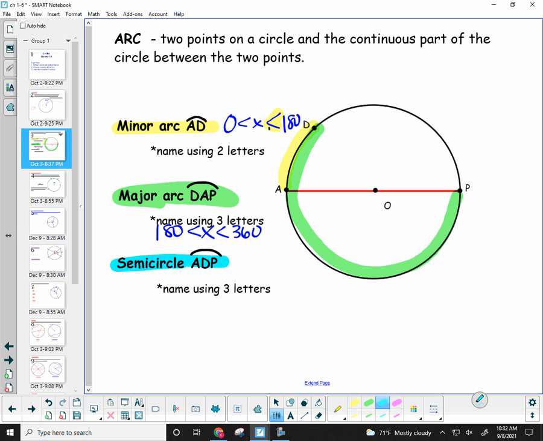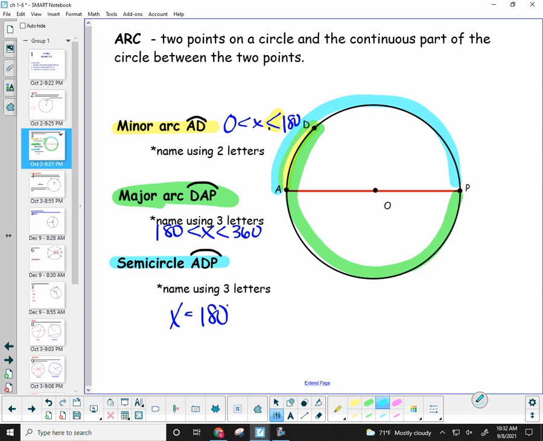Finally, we have what's called a semicircle, which means halfway around. So half of 360 is 180 degrees. So it equals exactly 180 degrees. So in our case, it says ADP, so it tells me start at A, then go to D, then go to P. We could have also gone around the other way, but I don't have a point named over there on that bottom half.